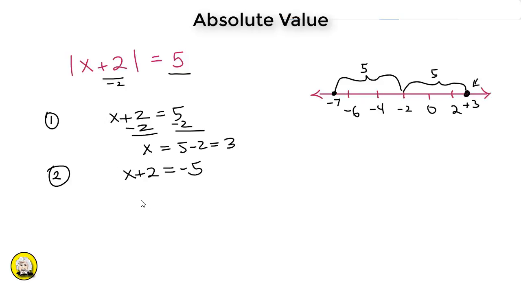Let's look at the negative case. Again, I'll subtract 2 from both sides, and I will get x equals -5 minus 2, which equals -7. And there, sure enough, is my other solution point.